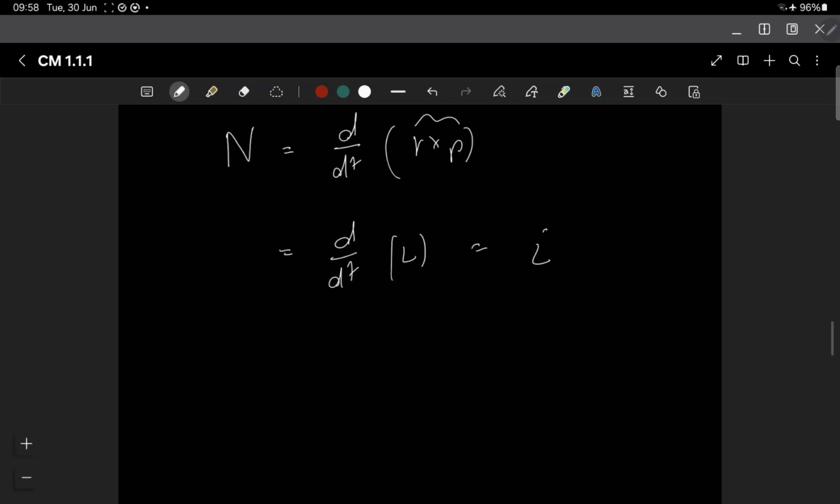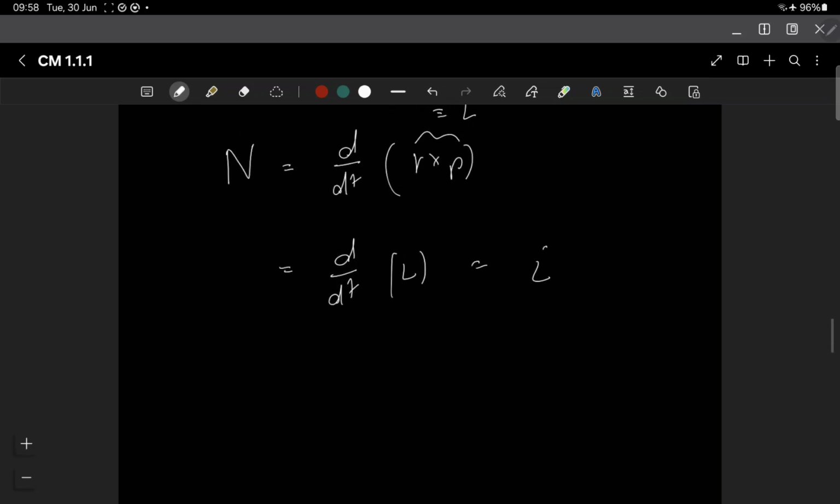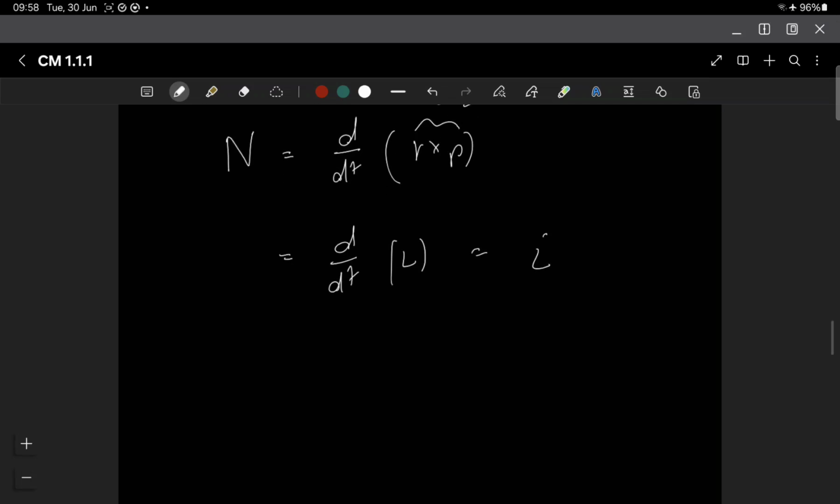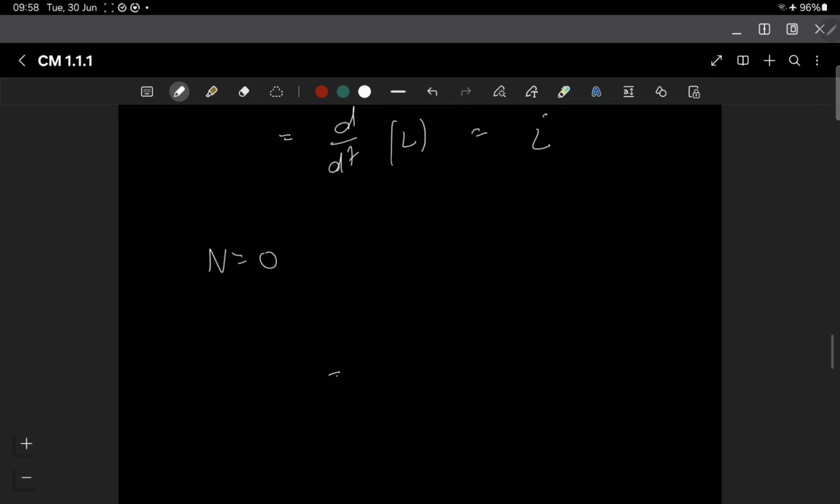And now you have a very similar equation to the linear momentum. There's also a conservation law of angular momentum. So if the external moment is equal to 0, if N is equal to 0, then this implies that L dot is equal to 0, and therefore the angular momentum is a constant. Right, that's all I had to say about the conservation laws.